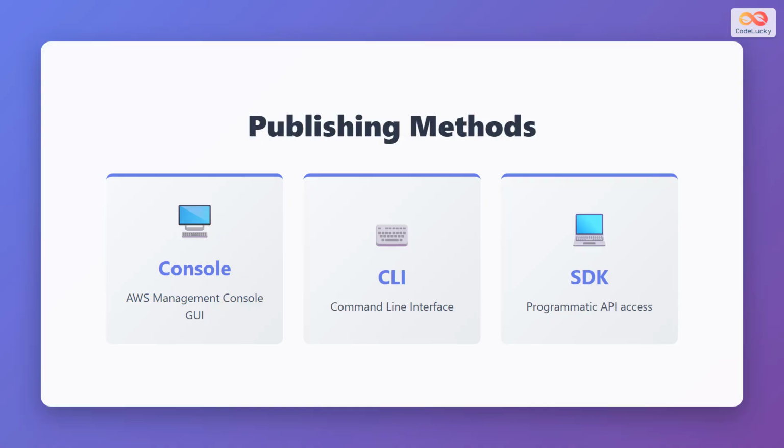Amazon SNS provides three primary methods for publishing messages to your topics. The console method uses the AWS Management Console, which provides a user-friendly graphical interface perfect for manual testing and one-off message publishing. The CLI method uses the AWS command line interface, ideal for scripting and automation tasks.